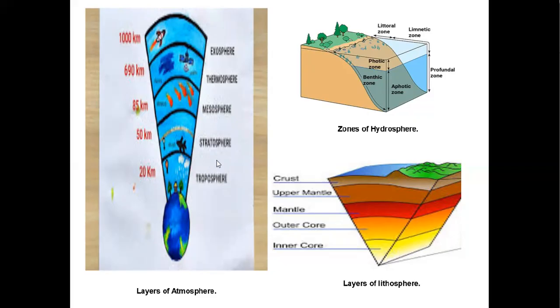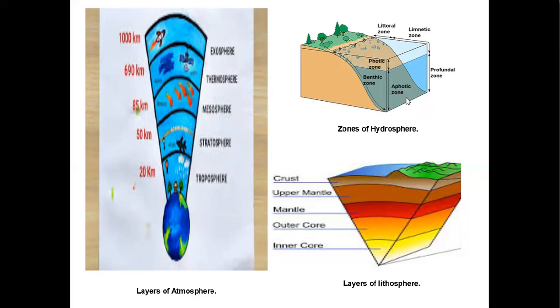Sometimes your questions will be like this. In which sphere of the atmosphere is the ozone layer situated? That is the stratosphere. Which layer is the coldest layer? That is the mesosphere. And which layer is the hottest layer? That is the thermosphere. Similarly, the different zones of hydrosphere are there.